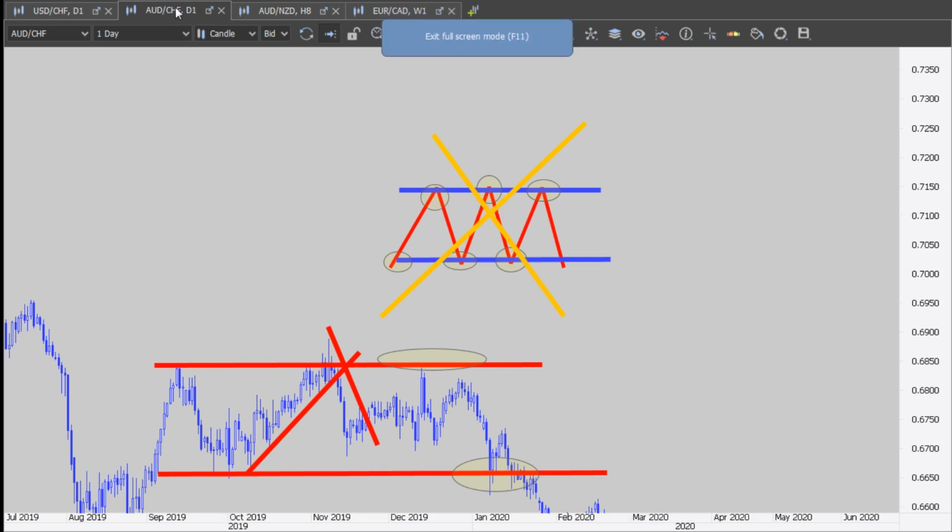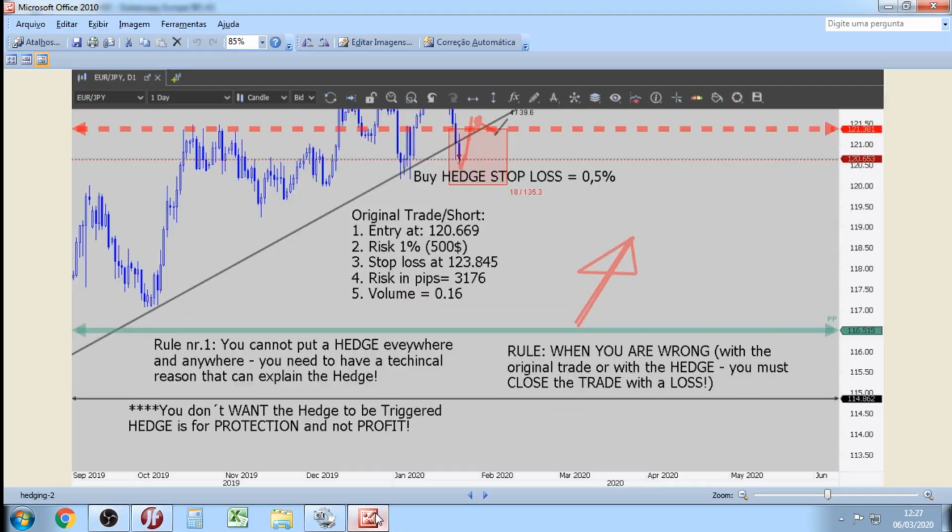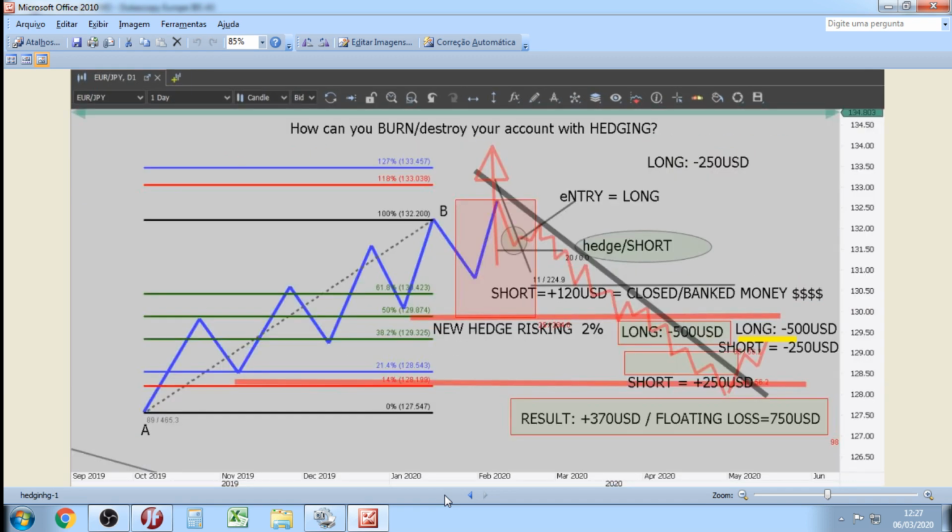Okay. What's the problem, everybody? The problem is this picture here. This is the problem. 100% of the students that asked for help, this is what was happening. They were making money with the hedge, and they were closing the hedge, and they were opening a new position, increasing the risk. And then they received the margin call.